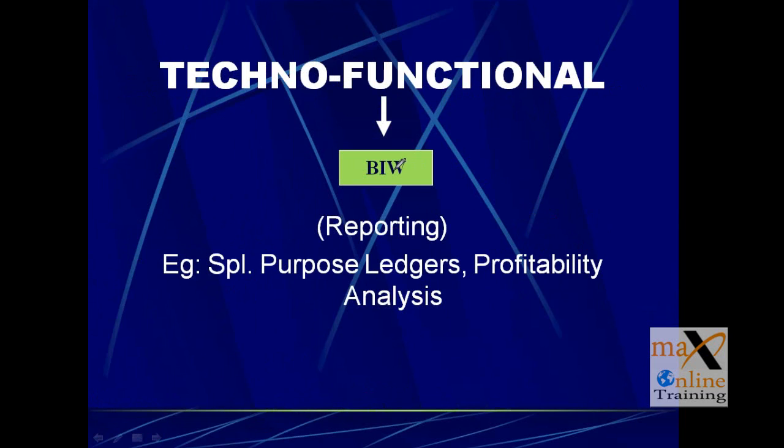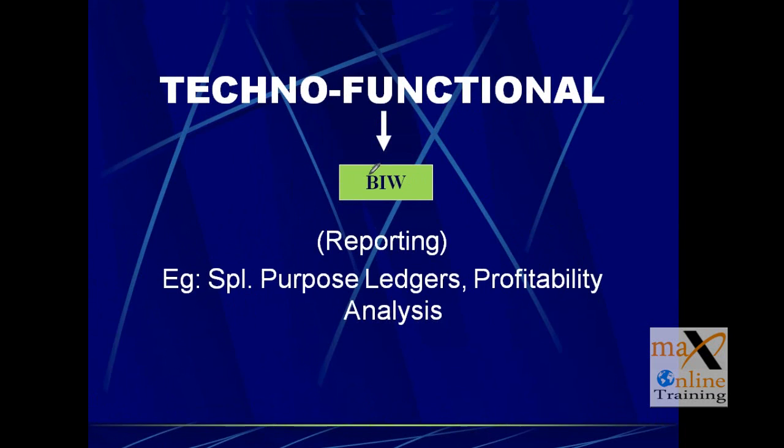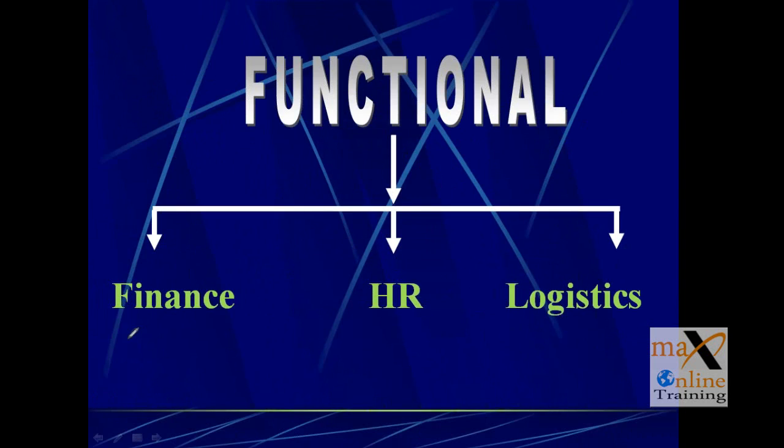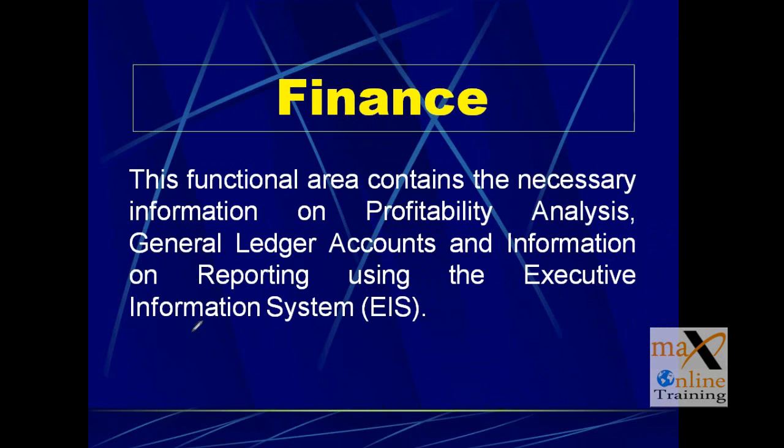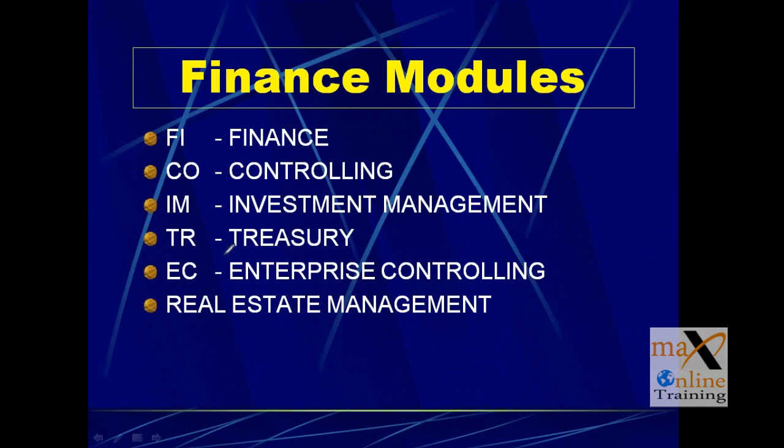Then we'll talk about this later. First we'll finish the functional, then afterwards we'll come back to the techno-functional. Under functional again you'll find three more categories: finance, HR, and logistics. Under finance again you'll find so many modules like FI, CO, finance, controlling, investment management, treasury, enterprise controlling, real estate management, like this. Some more modules are there in the finance level.